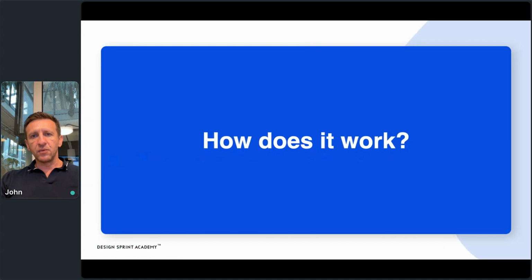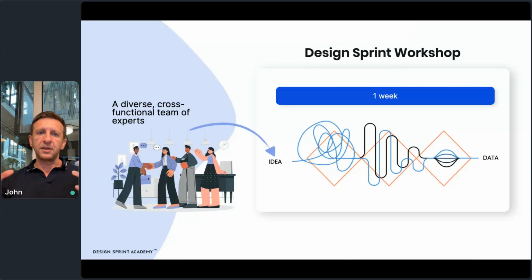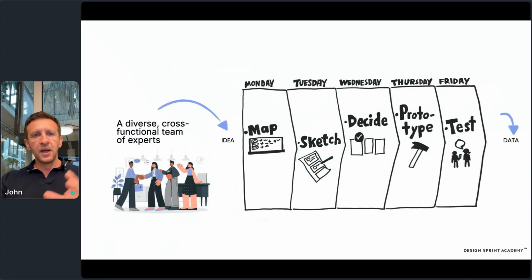How does this thing work? As I mentioned, it's a diverse cross-functional team of experts that goes through this structured workshop, starts with a big challenge or a big idea they want to validate, and then gets data in just 1 week, following some very specific steps. And what you can see on my screen now is the original process of design sprint as published in the book. I'm just going to give you a quick overview of each of the phases now.